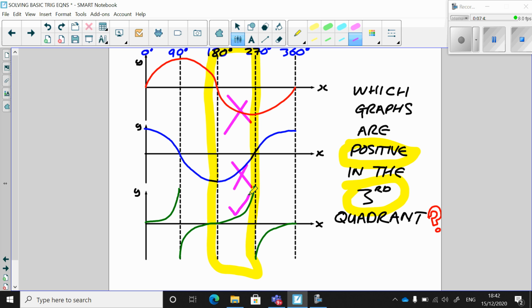If I put in tan of something between 180 and 270, so tan 210, that would actually give me a positive answer, I believe. So when I go to the quadrant check, I'm going to put in the third quadrant, it's only tangent. It gives me a positive answer.